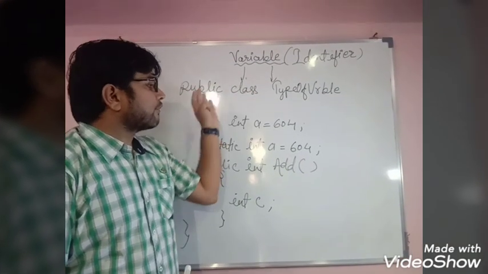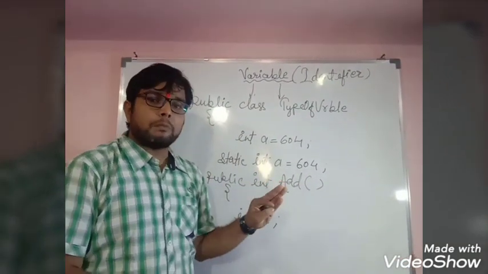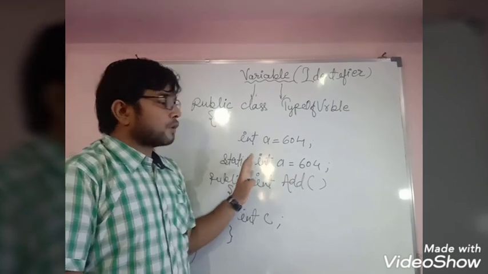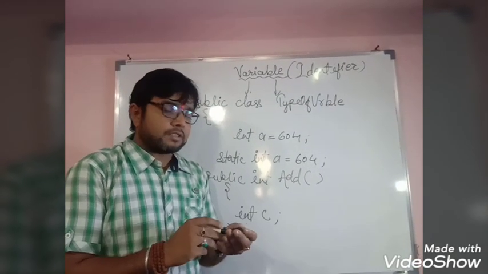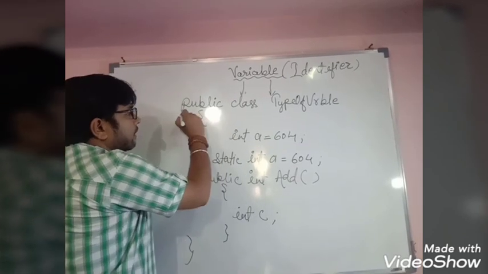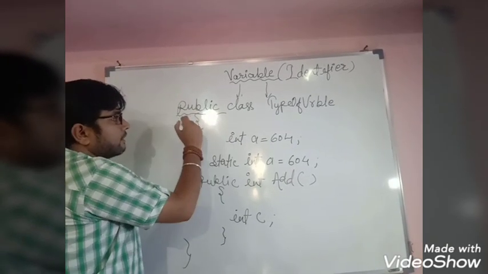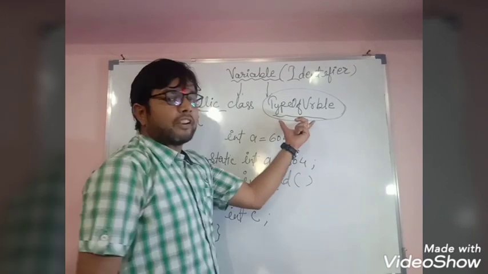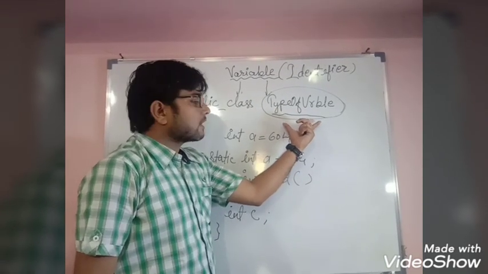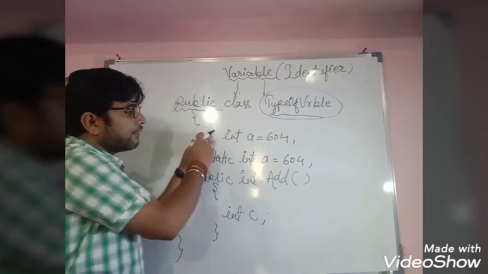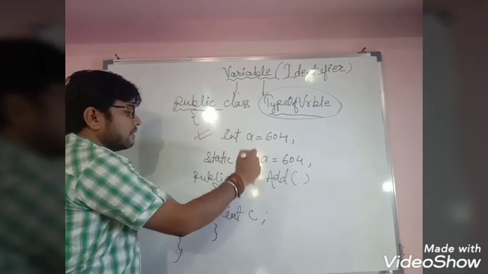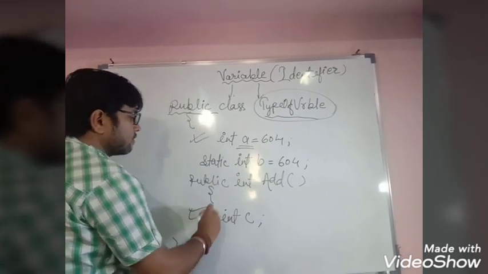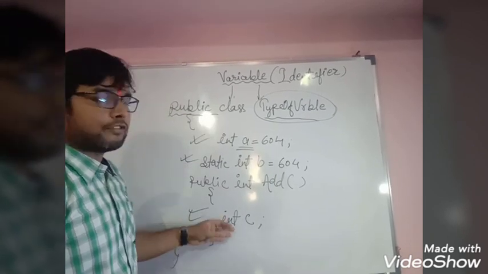So with the example of this program, I will tell you what the types of variables are. First, look here, I have created one class, public class, and the class name. This can be user defined. You can write anything in place of this class name. After defining this class, I have defined many variables. One variable is this A here, one is B, and one is C. So there are three variables. What is the importance of these three variables?